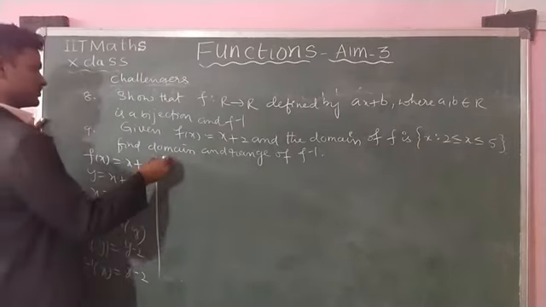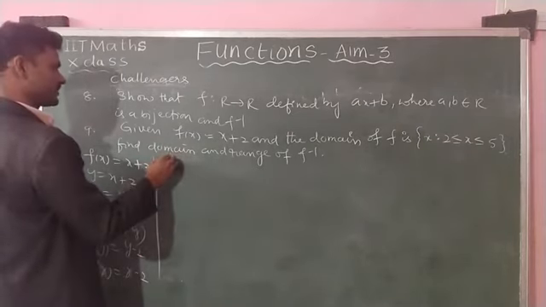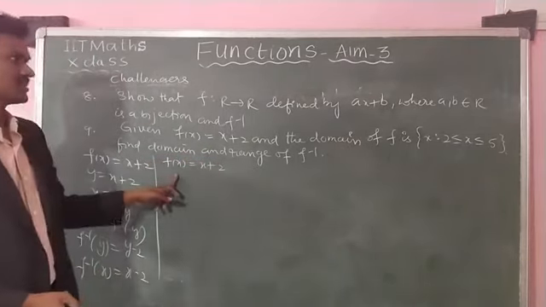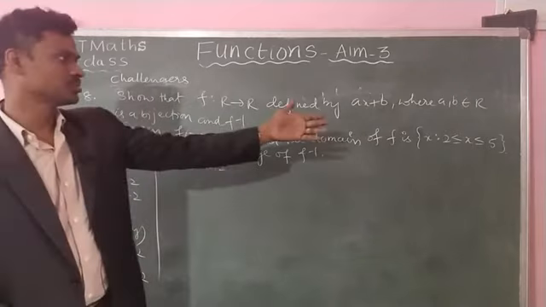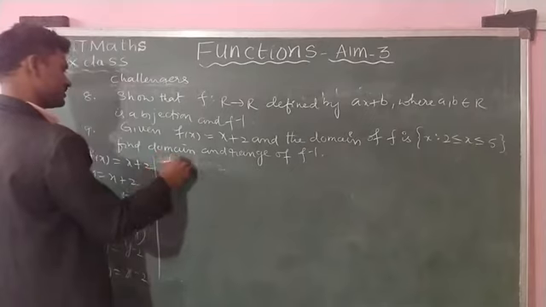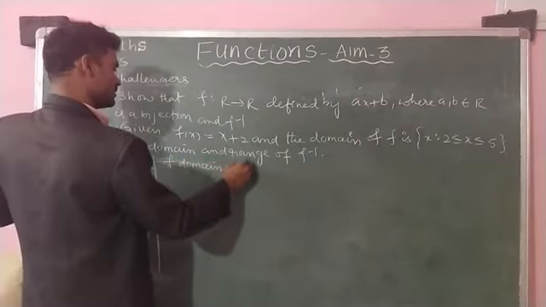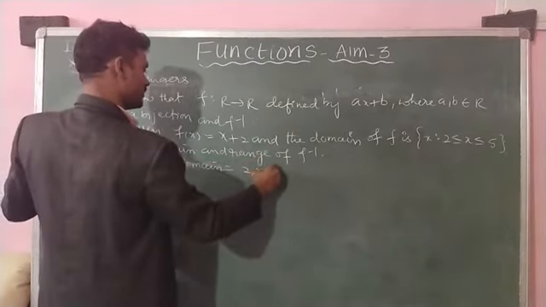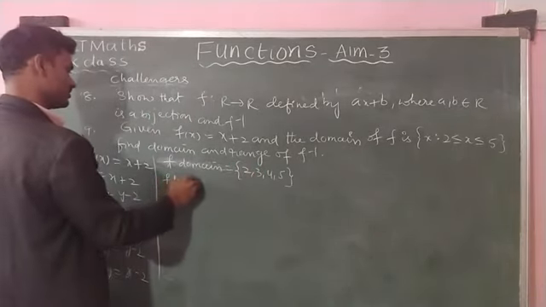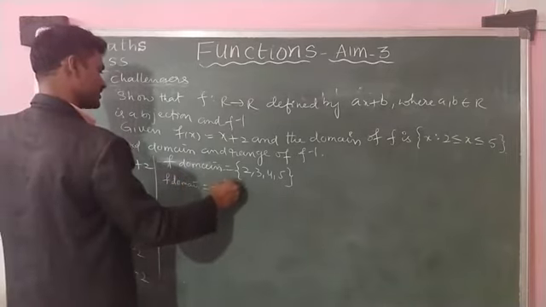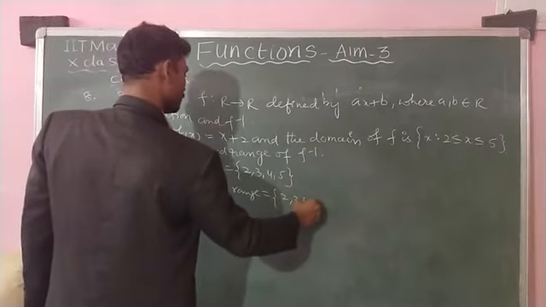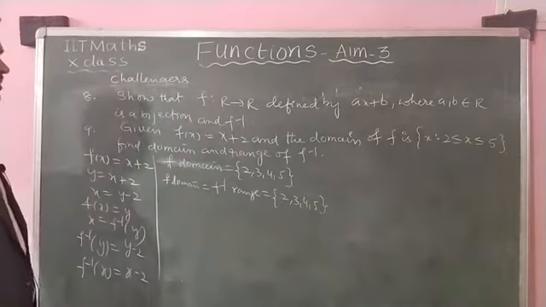Now see here, f of x is equal to x plus 2. Now you can find here f domain is equal to 2, 3, 4 and 5. This is the domain. F domain is equal to f inverse range. Then f inverse range is equal to 2, 3, 4 and 5.